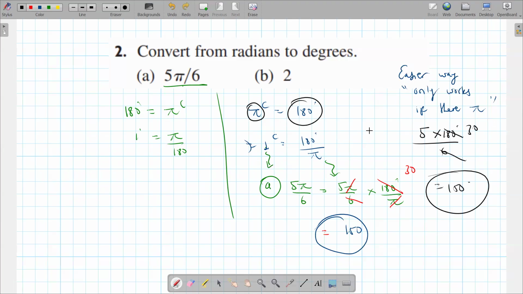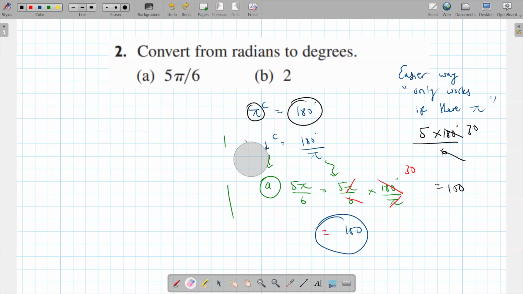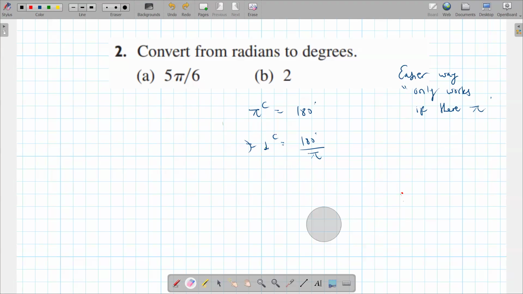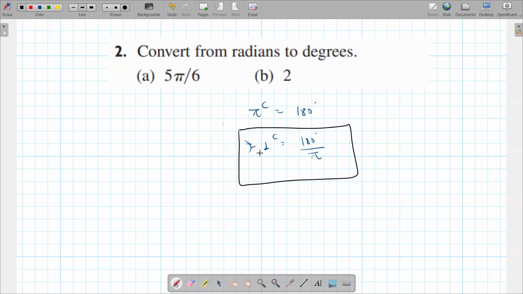Just remember that one method, the easier method, only works if there's a pi. It's not going to work for B. Let's try doing B. And again, it's easier than you think. I'm going to start off with this equation, and then we're going to ask ourselves. So this is my conversion factor. Right now there's a 1. I need a 2 there. Last time we needed a 5 over 6. We multiplied it by 5 over 6. What do we multiply it by now? 2. So you get 2 on this side.